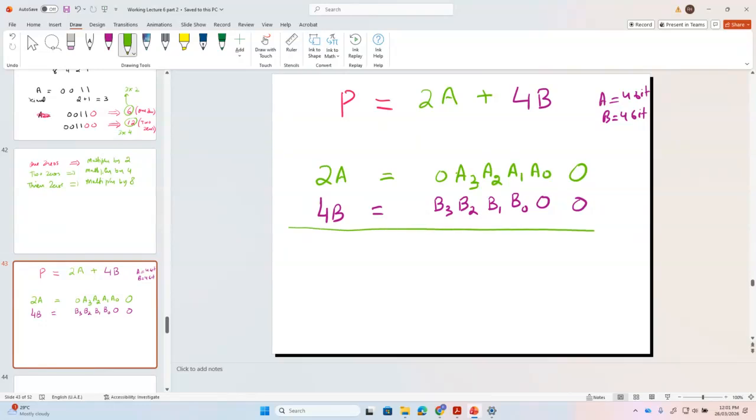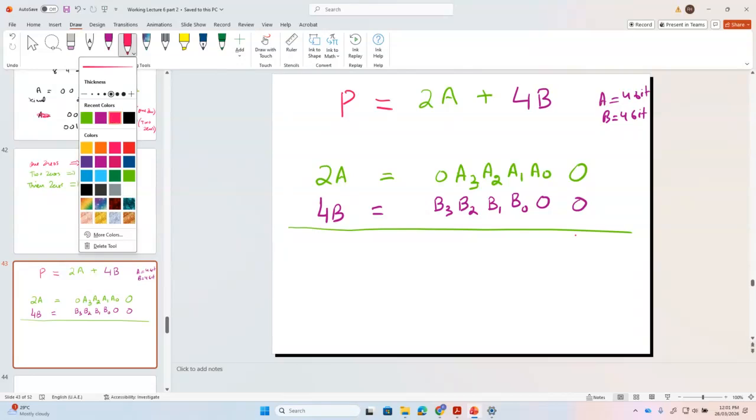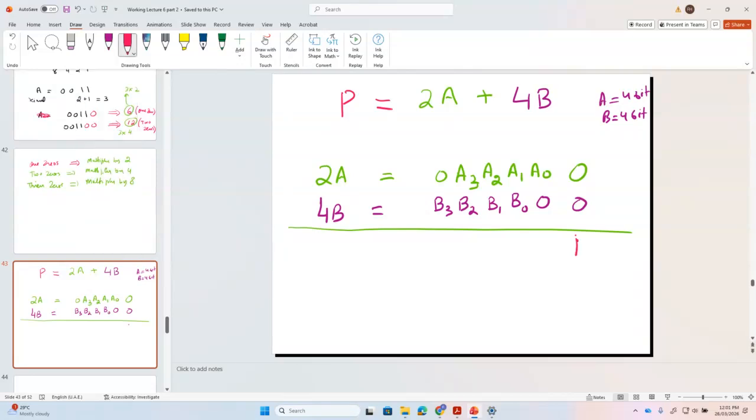Now if we want to add these two, what do we get here? 0 plus 0 is 0 here. What is this? P0, P1, P2, P3, P4, P5. Any question? Okay, now we want to design this thing. What I'm going to do is copy and paste, as you do in your homework.